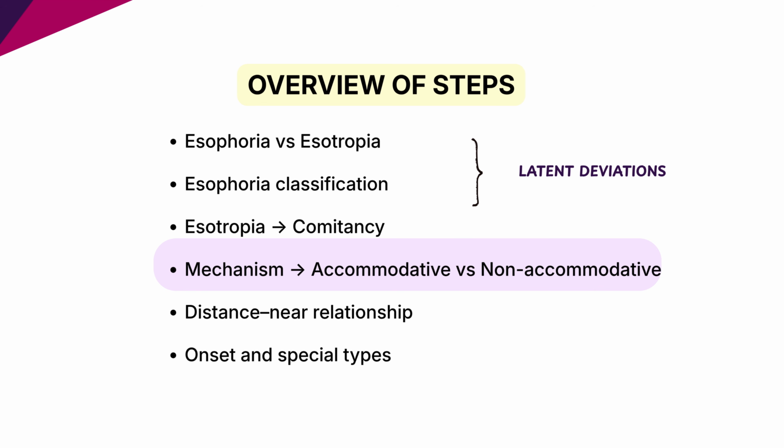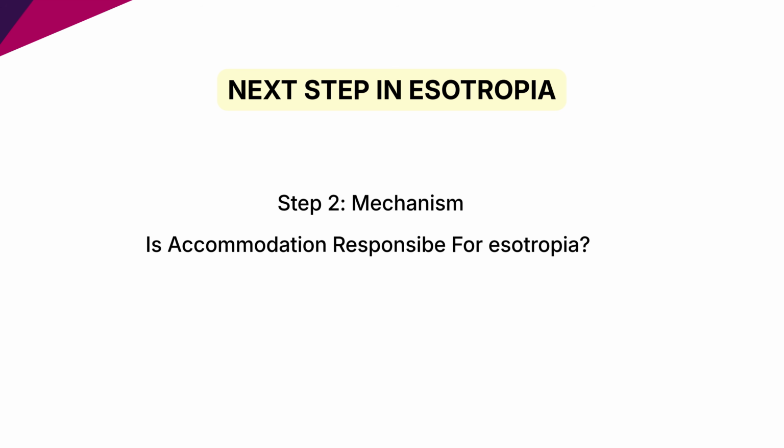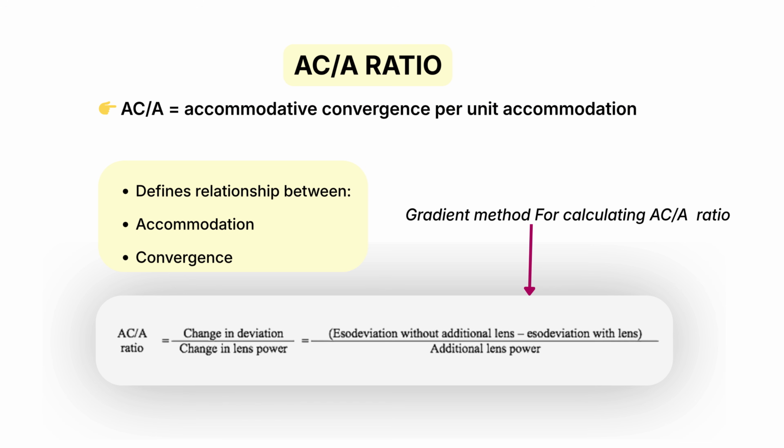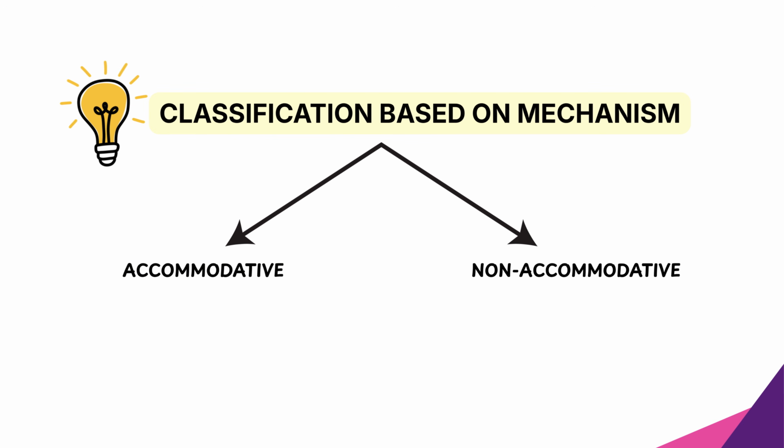After comitancy, at this stage, the next step is to assess the role of accommodation. Accommodation and convergence are physiologically linked. Whenever a patient accommodates to focus on a near object, a corresponding amount of convergence is automatically generated. This relationship is quantified by the AC/A ratio, which represents the amount of accommodative convergence produced per unit of accommodation. Based on the role of accommodation, esotropia can be broadly classified into two groups, accommodative and non-accommodative.